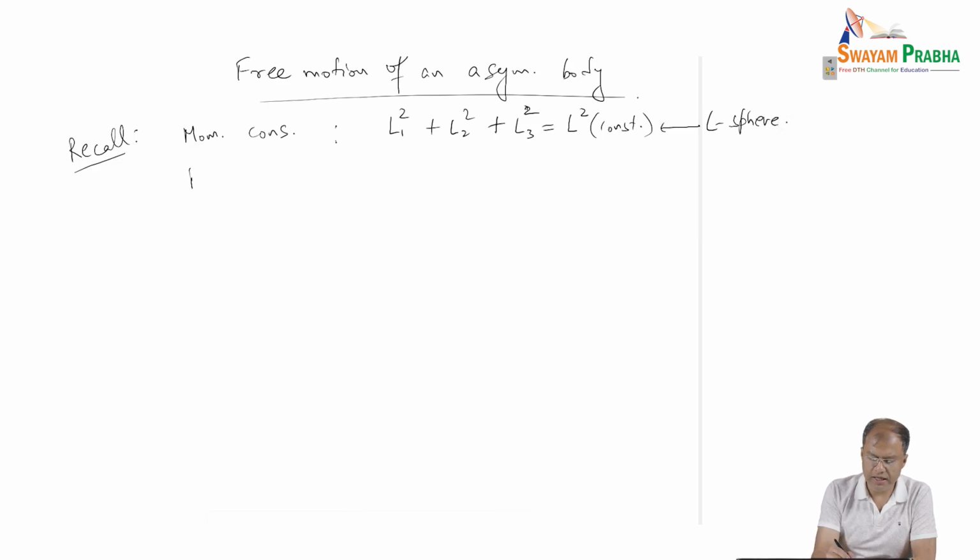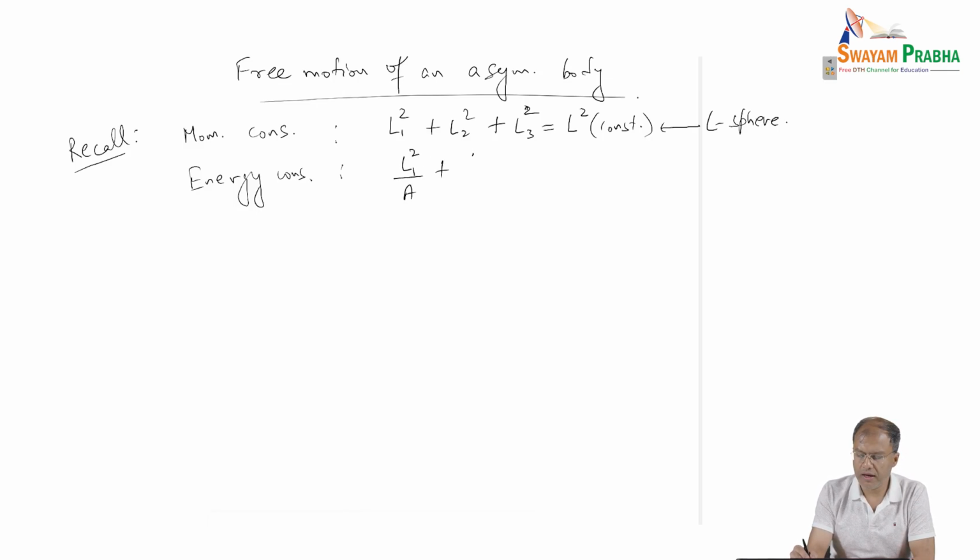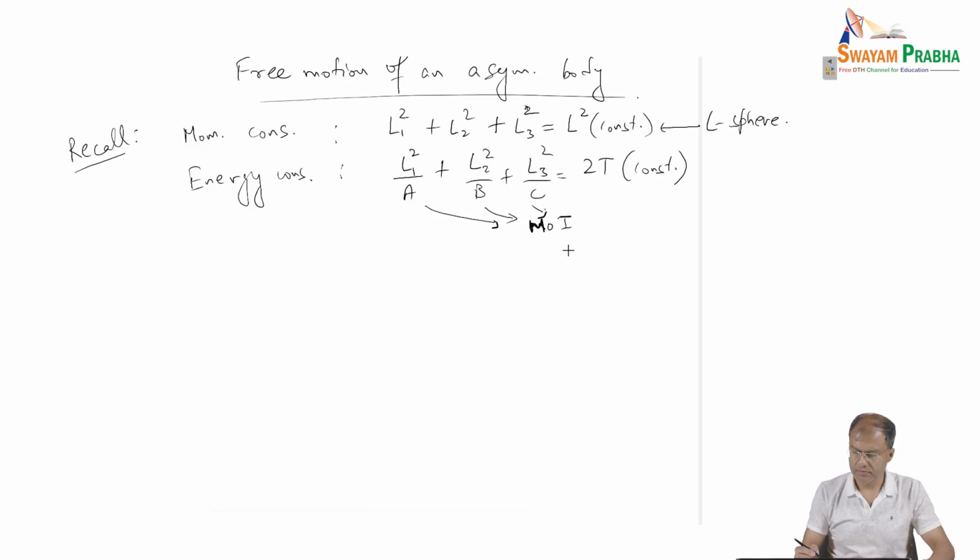And then similarly the energy conservation could be written as the so-called T ellipsoid, in the form of an ellipsoid: L1 square by A plus L2 square by B plus L3 square by C is equal to 2T. This is another constant. T is the total kinetic energy, and A, B, C are the so-called moments of inertia. So this is in the form of the so-called T ellipsoid.